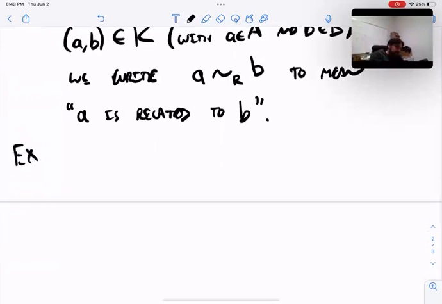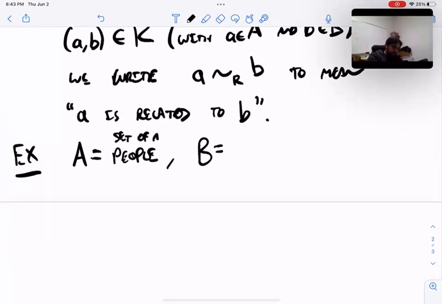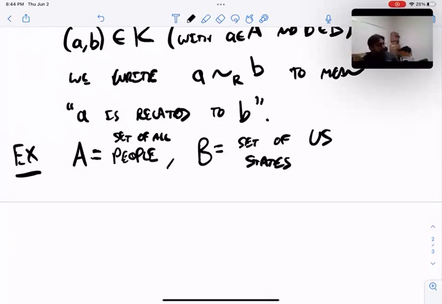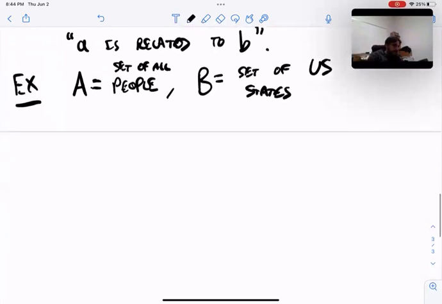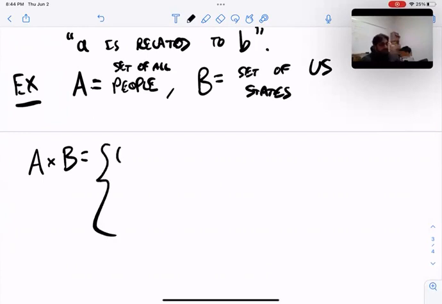So let's say A is the set of all people, and let's let B be the set of US states, the 50 states of the US. Then first let's just think about what A cross B looks like. A cross B here is a massive set. What all would be there? Well, any ordered pair with a person as the first coordinate and a state as the second coordinate.